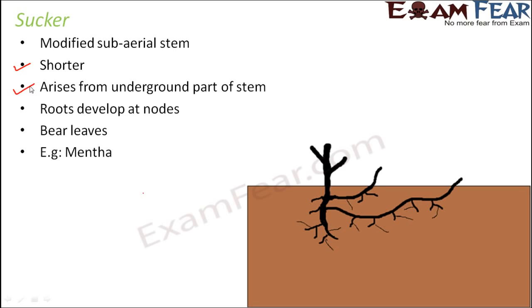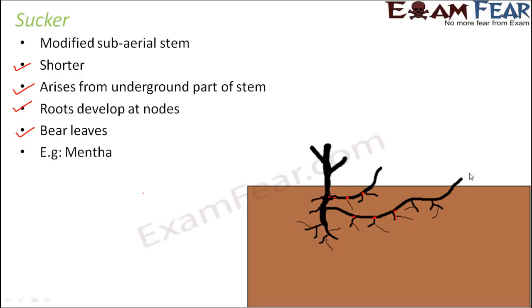It arises from the underground part of the stem. So this is the stem, the underground part of the stem, from which it is arising. Roots develop at nodes. Again, at the nodes you have roots developing. They also bear leaves. Example is mentha. So these stems will actually bear leaves, and this is an example of a sucker.